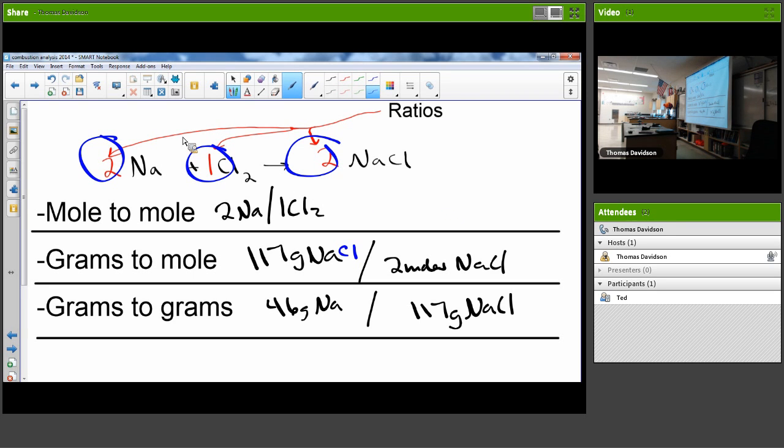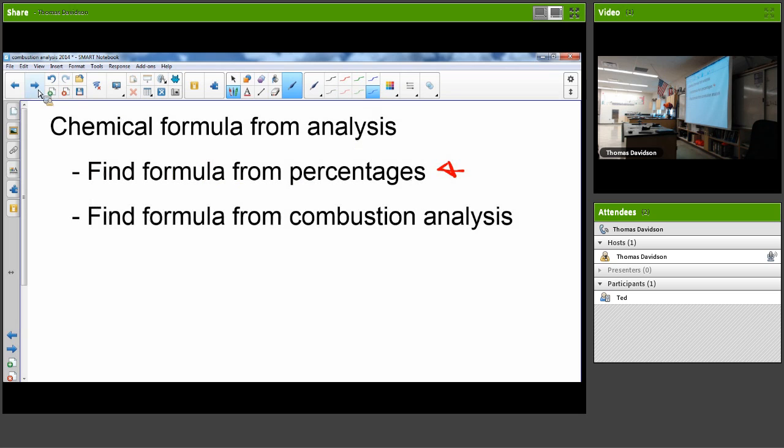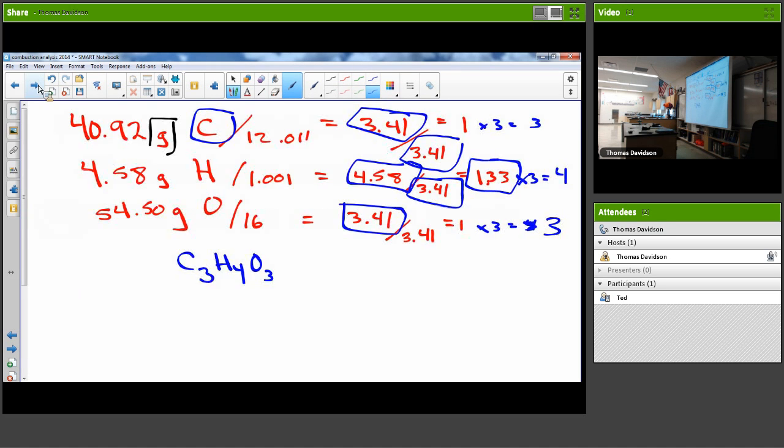All right, now, the way we're going to apply that for right now is we're going to find the formula from combustion analysis. It'll seem a little bit like it doesn't make any sense as far as relating it to what we just did, but it does. All right. So we were okay with finding them from percentages. We're going to add this wrinkle, find formula from combustion analysis, the rest of the hour.